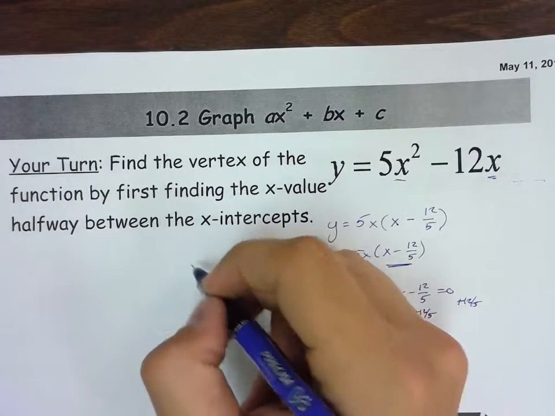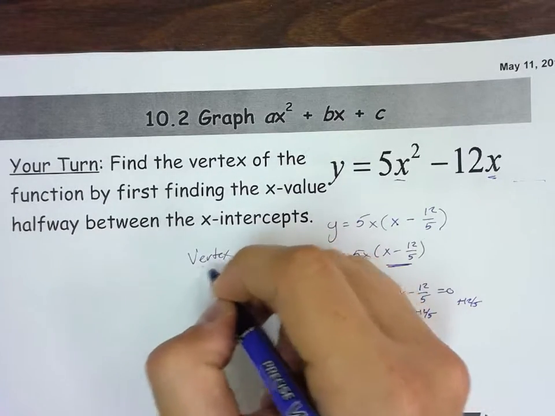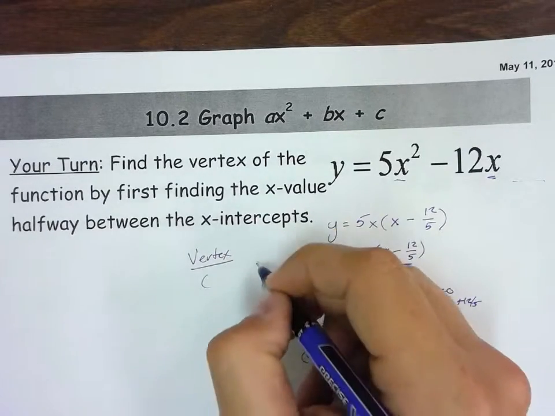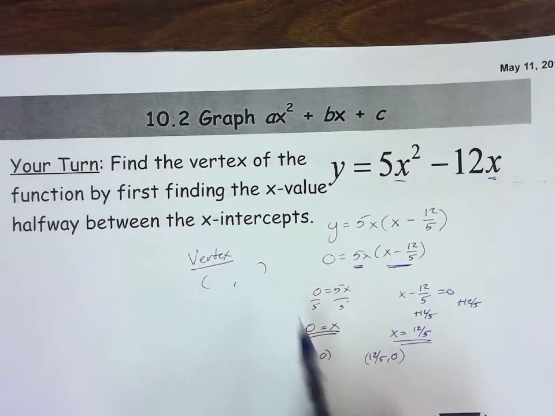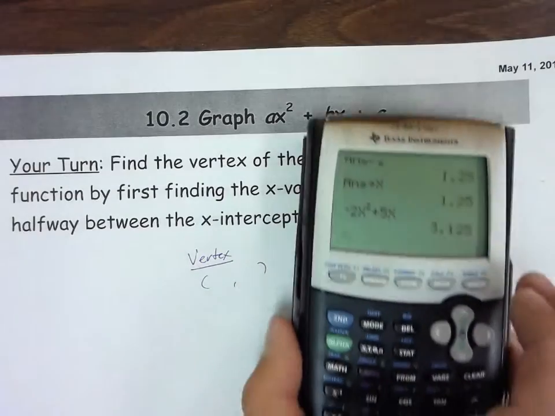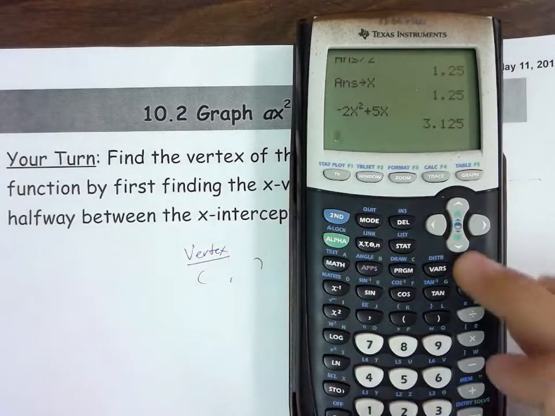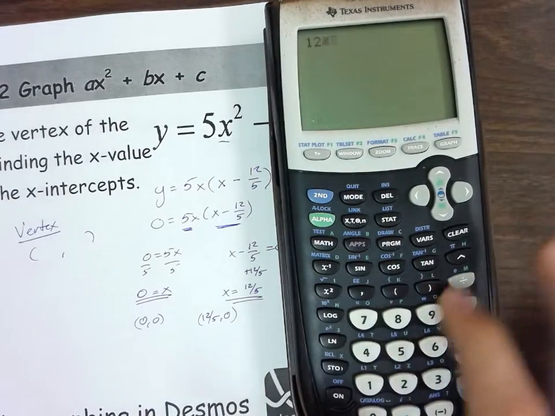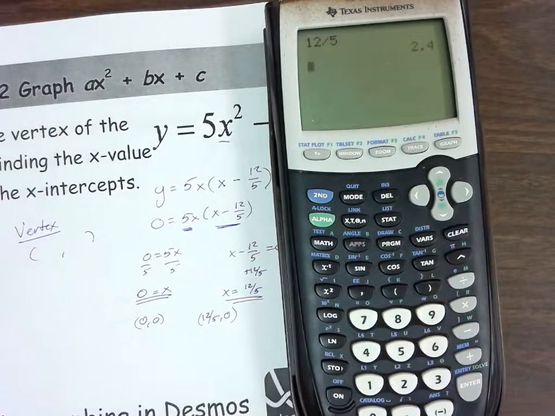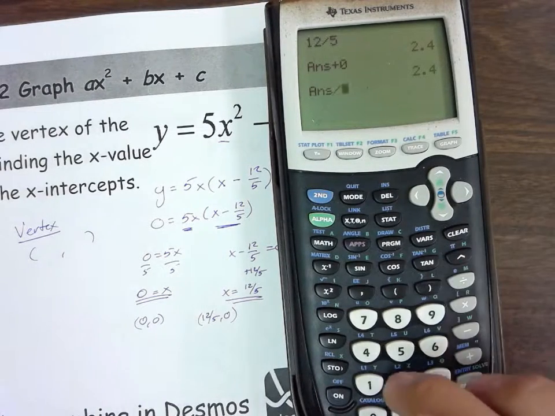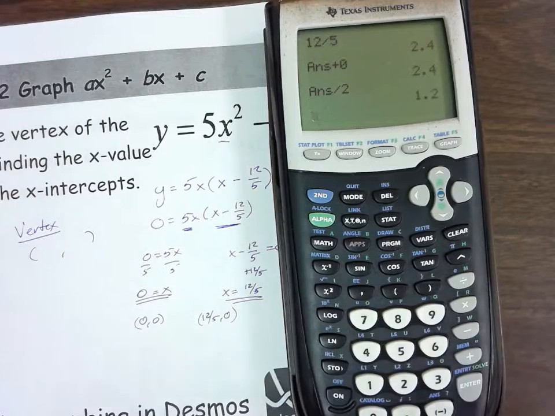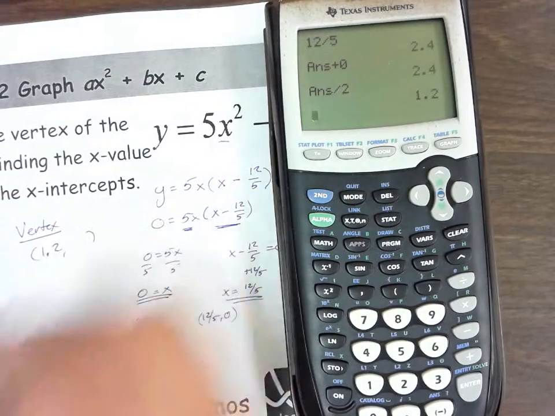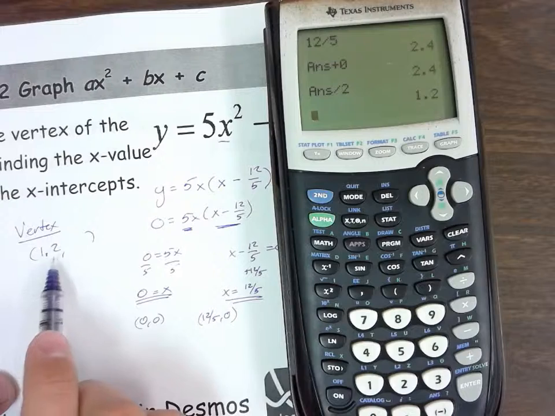To find the vertex, the x-coordinate is halfway between these two. So let's add them up. And we just do it all on the calculator this time. No reason to mess around with this. So 12/5 is 2.4. Plus 0. You can do that if you want to. It's not going to change, I promise. Divide it by 2. We're still taking the average. 1.2. So that's the x-coordinate of the vertex, 1.2.